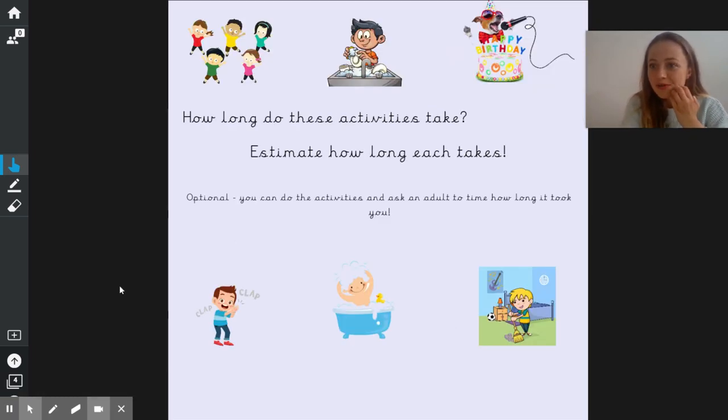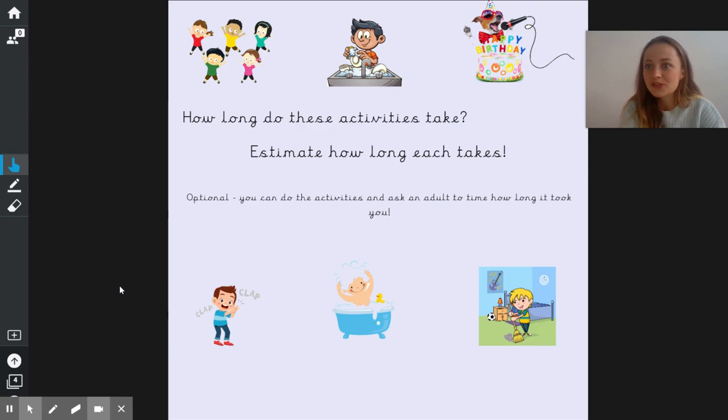Okay, so a challenge that you can do today. On the board, I have got 6 different activities that you could have a go at. Before you do them, you could estimate how long you think they would take. Maybe they would take 10 seconds. Maybe they would take 1 minute. Maybe they might take longer. Maybe they'll take an hour.